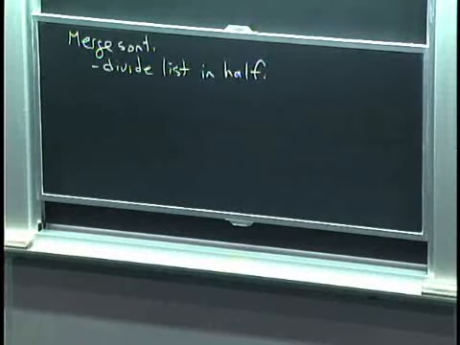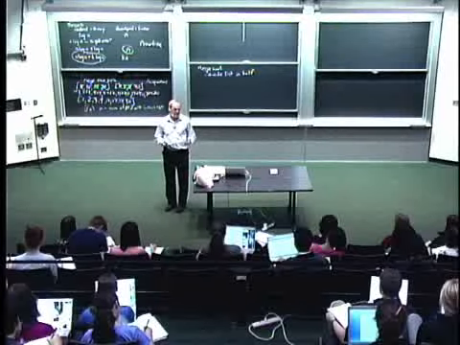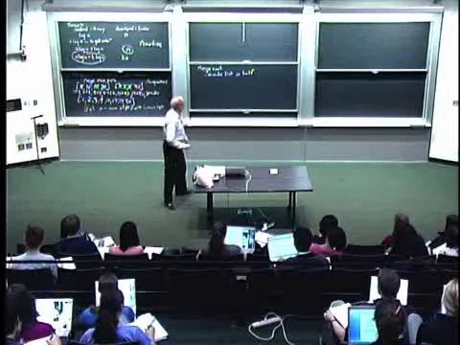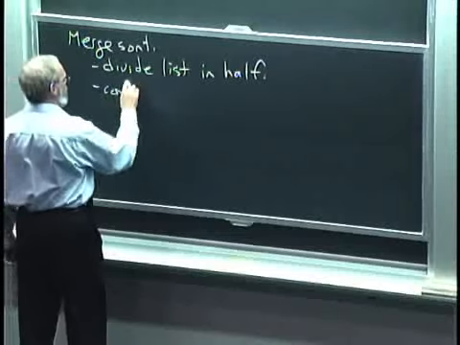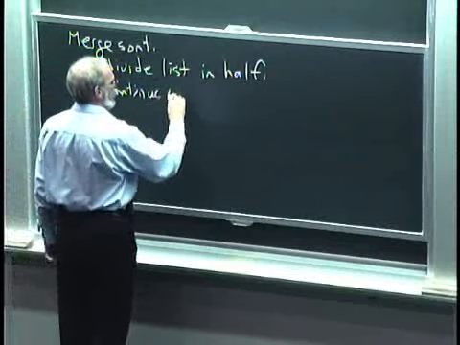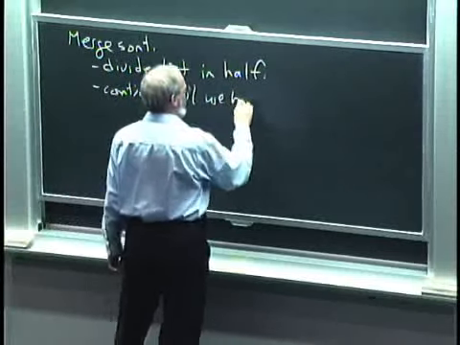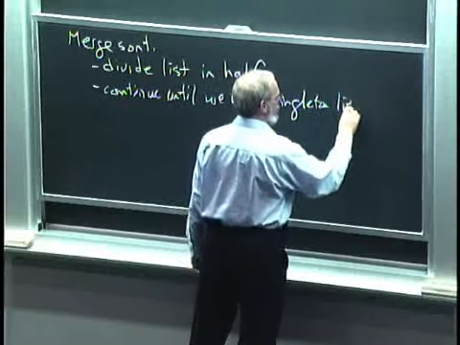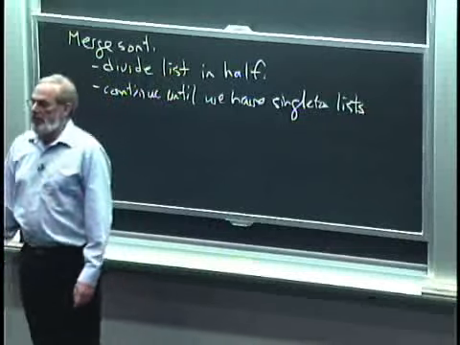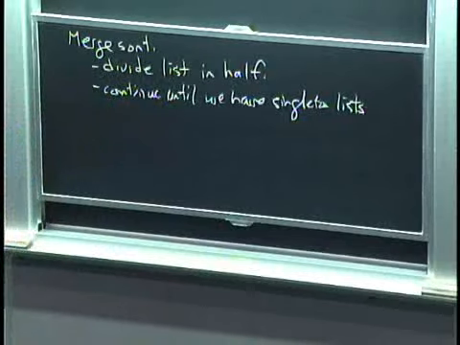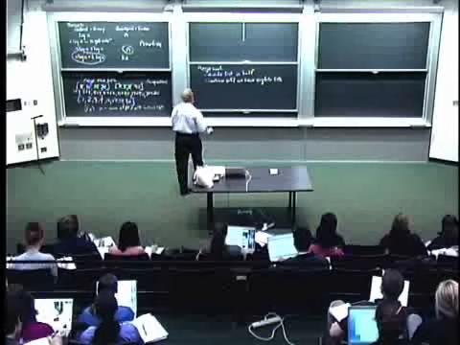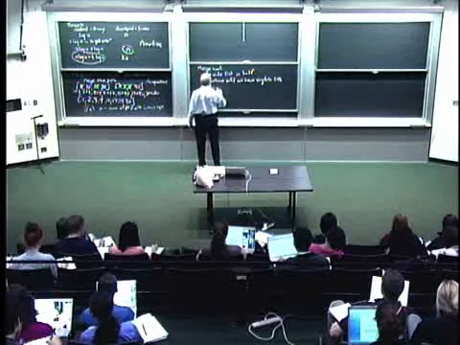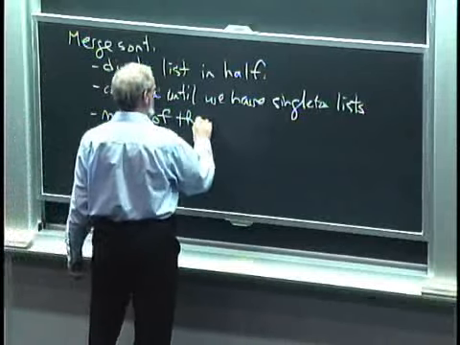And let's keep dividing each of those lists in half until we get down to something that's really easy to sort. What's the simplest thing to sort? List of size 1, right? So continue until we have singleton lists. Once I've got lists of size 1, they're sorted, and then combine them. And combine them by doing a merge of the sublists.